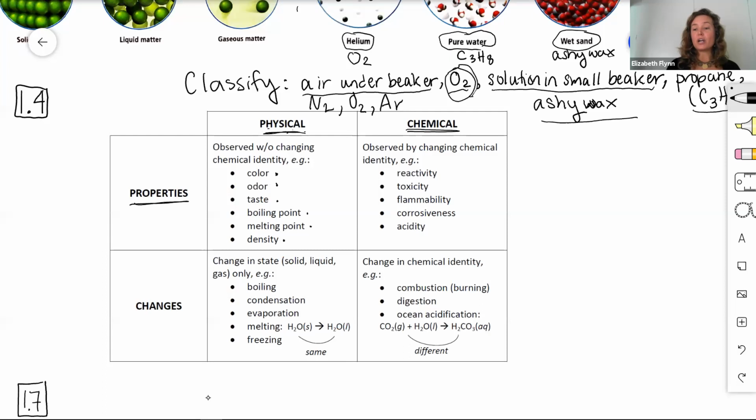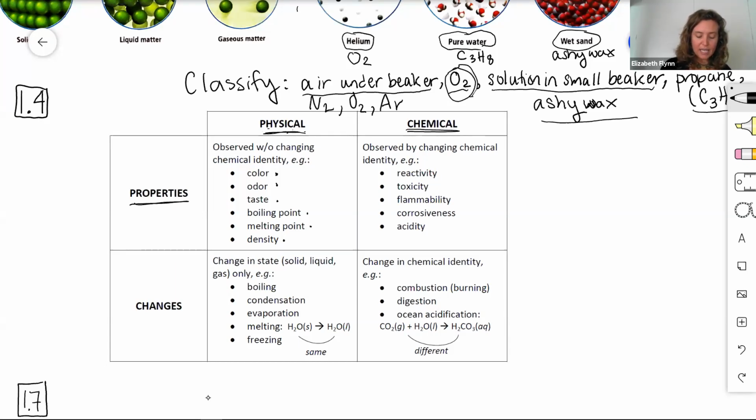So this chart is also on Canvas for you. You don't have to copy it down. However, physical properties are something that we can observe without changing the chemical identity. So you can boil water to determine the boiling point of water, but you don't have to change the composition of water. It's still water when it boils, right? We can measure the density of a substance just by getting the mass and the volume of it. So that means we don't have to change the chemical composition.